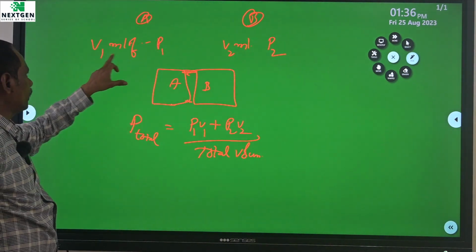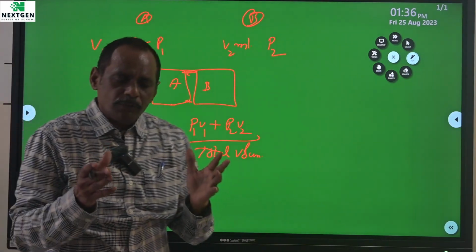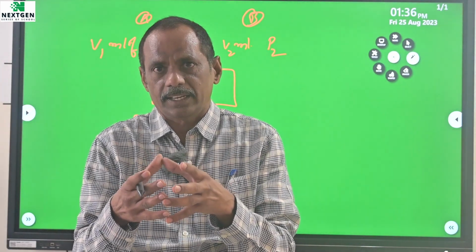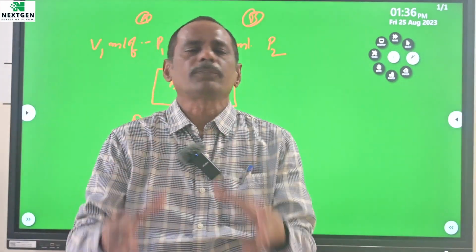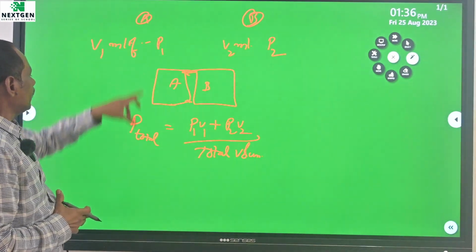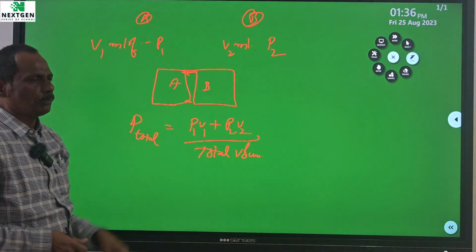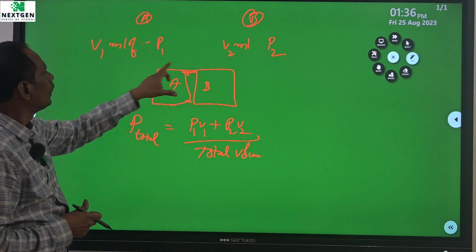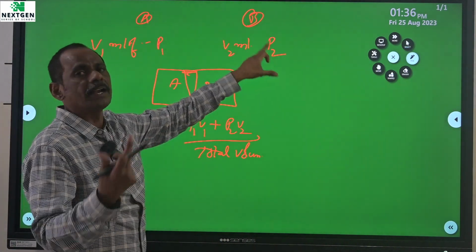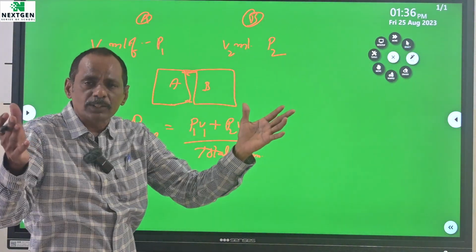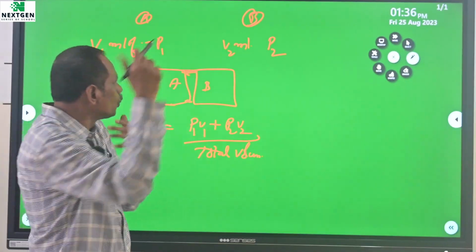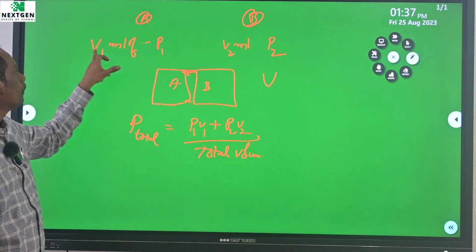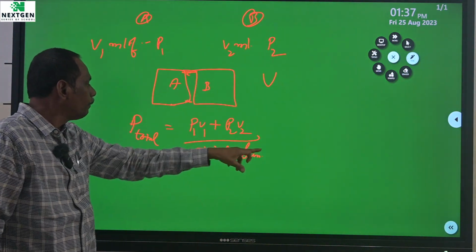Yes, please understand. If two different volumes of gases at different pressures are mixed in a container, then the total pressure of the gas mixture is P1 V1 plus P2 V2 by total volume. P1 is the pressure of the first gas and V1 is its volume. And V2 is the volume of second gas and its pressure is P2. And if the two are mixed in a vessel whose volume is V, then the total pressure of the gas mixture is P1 V1 plus P2 V2 by total volume.